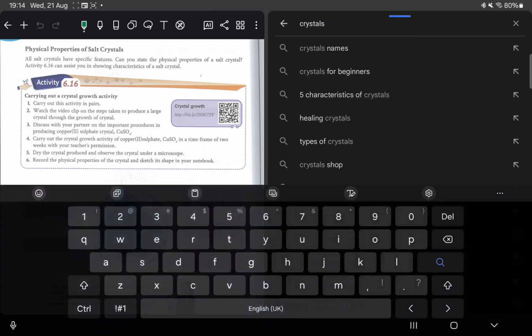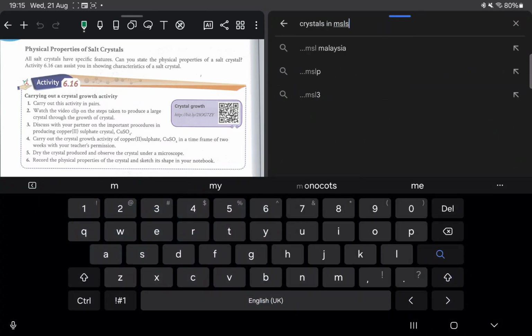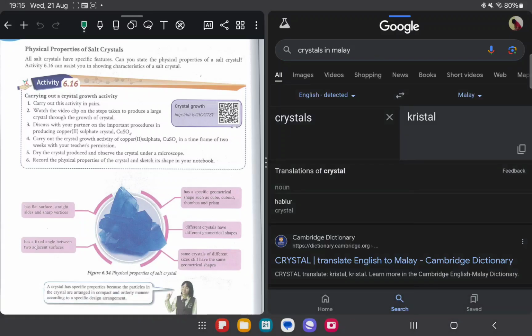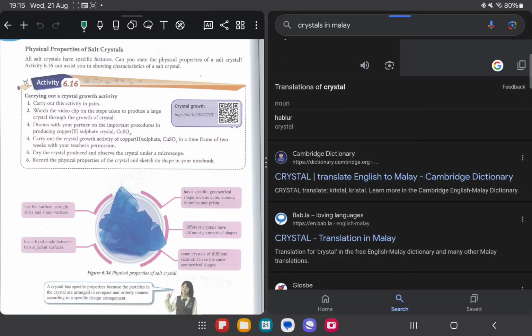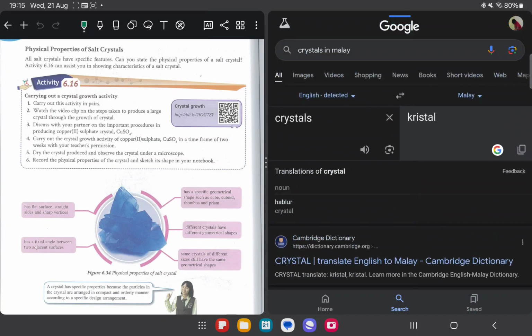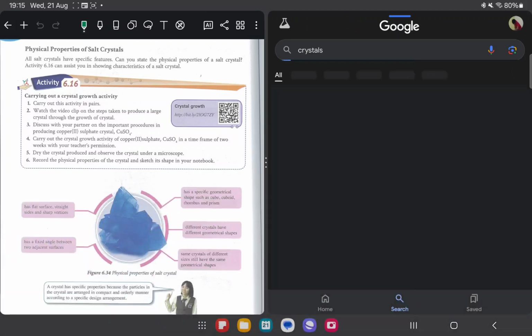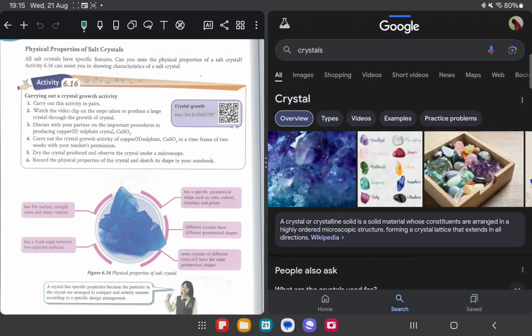So what is crystals in Malay? Come, let's start in Malay. Sorry. Crystal. I don't know the exact term. It's okay. Whatever it is, you just have to remember that you have learned about crystals.